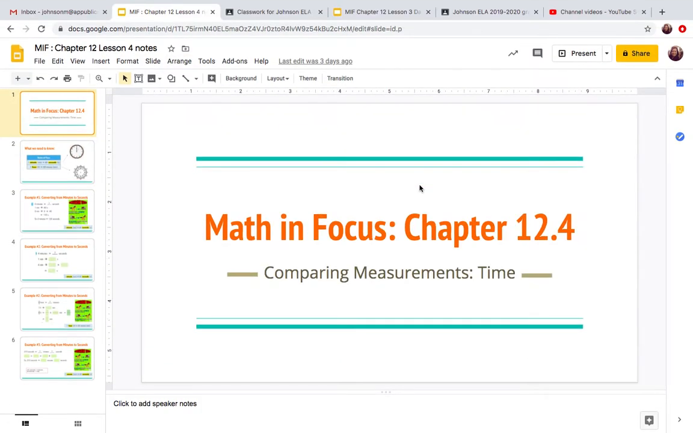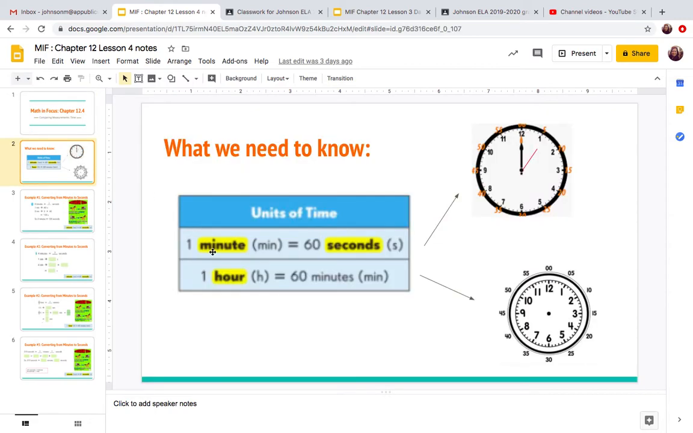Okay, Math in Focus, Chapter 12.4. This is comparing measurements in time. So from the book, these are things that we need to know. Like Mr. Triumphy said, the charts are super helpful. So I put that on my screen here.